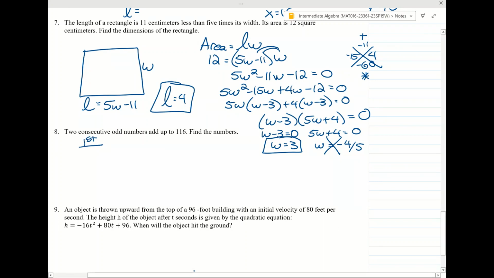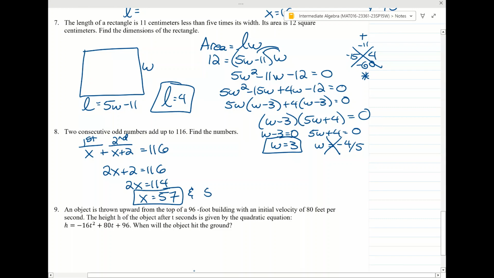We don't know what the first number is. So if you don't know something in math, we use X. The second number, we just said you would have to add 2 to it to get the next consecutive odd. But their sum is 116. Sum means that you add them. So that would be the setup for this problem. X plus X is 2X, plus 2 is 116. 2X would be 114. X would be 57. So your first number is 57, which means the next number here would be 59.